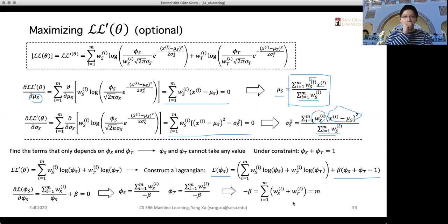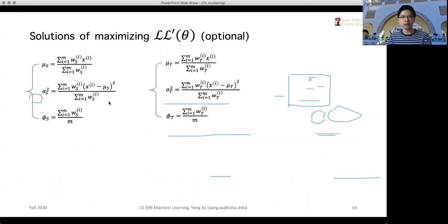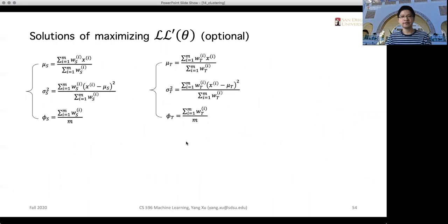That means the negative beta is m, and we can substitute m into the terms for phi s and phi t. We can easily get the solutions.